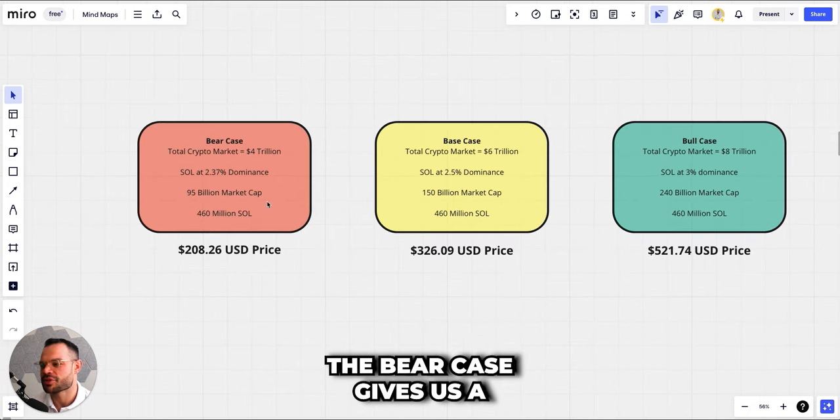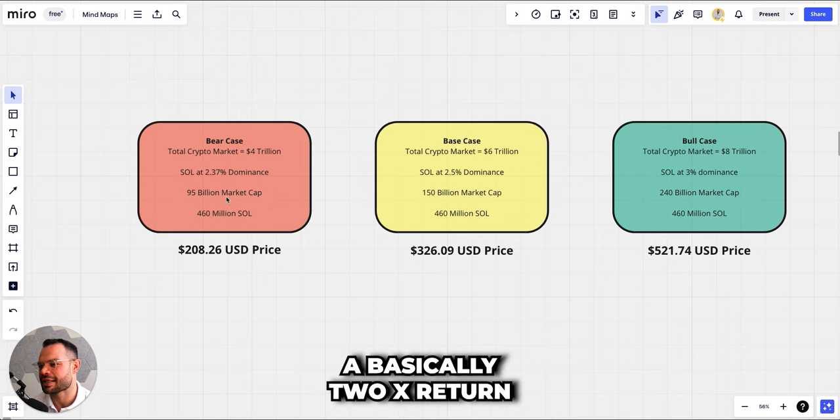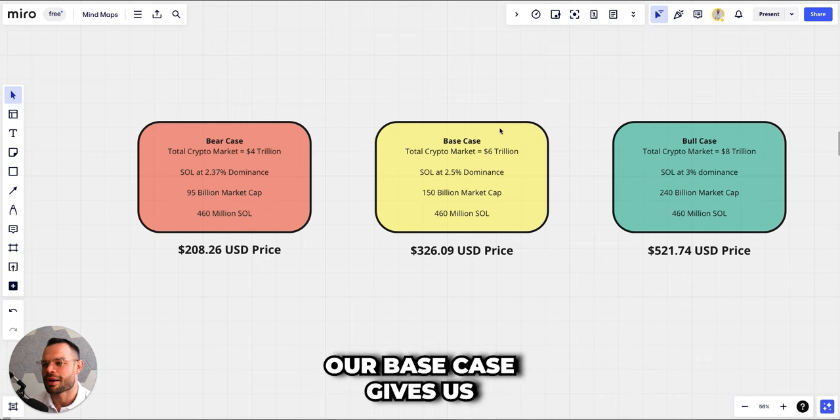So obviously Solana is sitting at about $100 as of today. The bear case gives us a 2x return. A base case gives us just over a 3x return, and a bull case gives us just over a 5x return from today's prices.